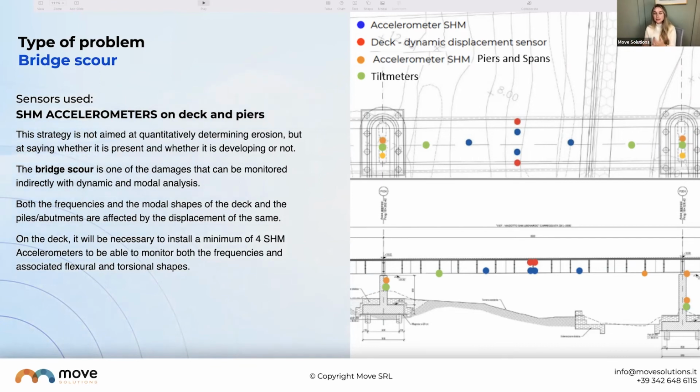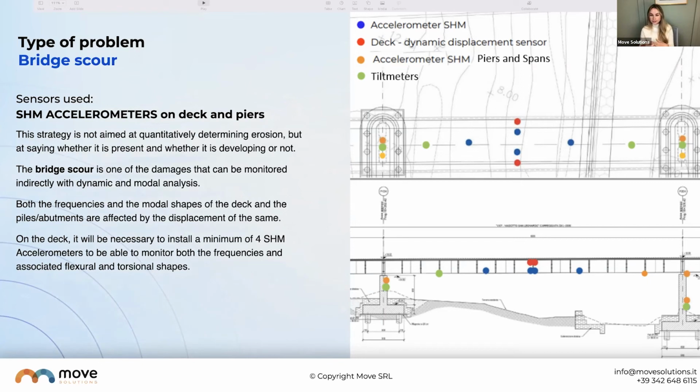So on the right-hand side, you can see this is how we would typically set up a bridge to monitor for bridge scour. On the top, you can see the span where we would monitor the dynamic and static behaviors, understanding the dynamic displacements, understanding the modal analysis using our accelerometers, and understanding the inclinations with our tiltmeters.